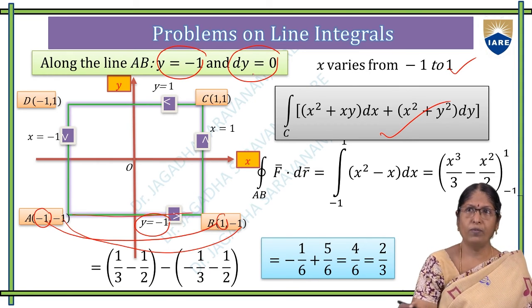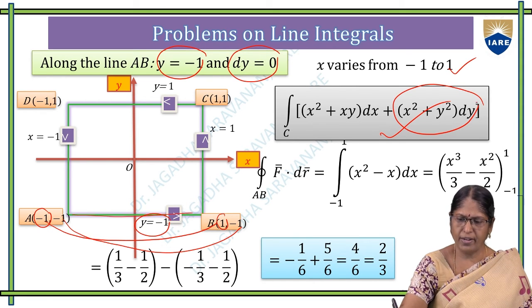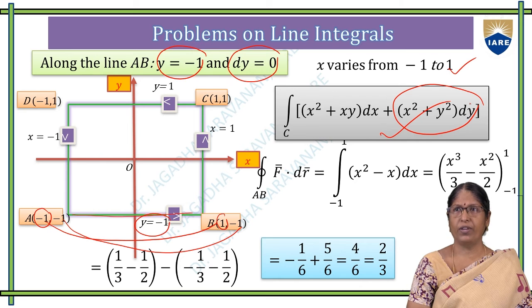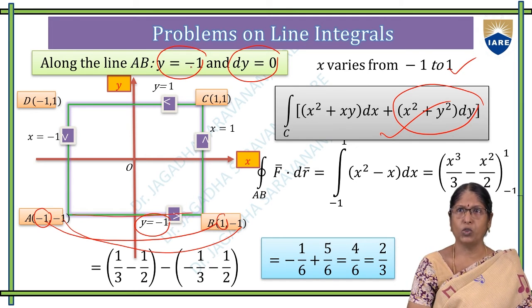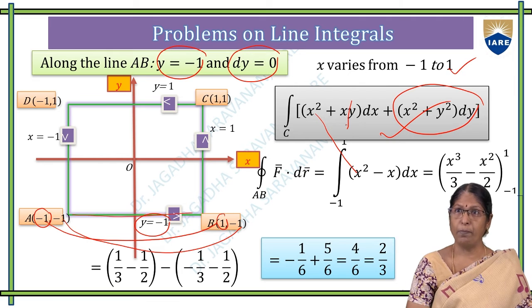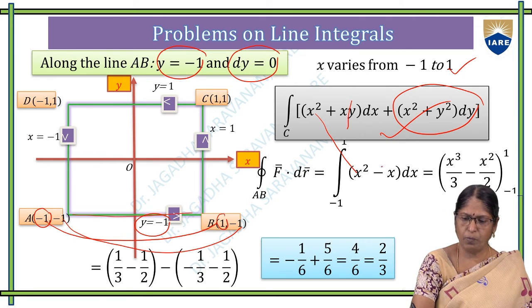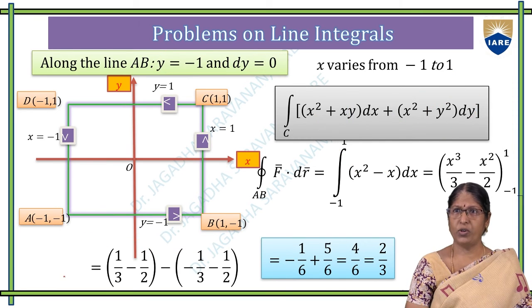So dy, which is equal to 0, has completely vanished in our function. We are going to substitute y by minus 1. The x square stays as it is, and the minus is replaced by minus 1. So x into minus 1 becomes minus x, and we will do the simple integration.